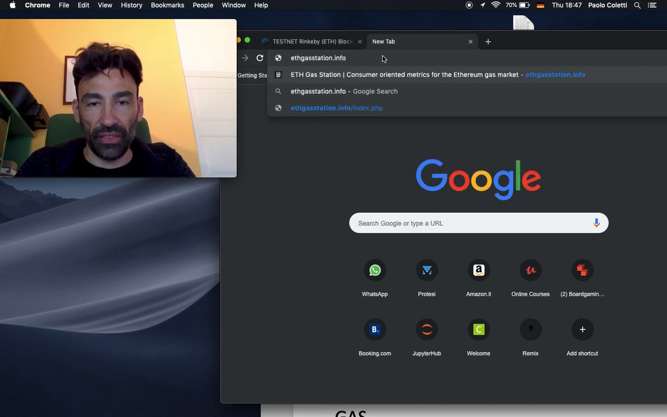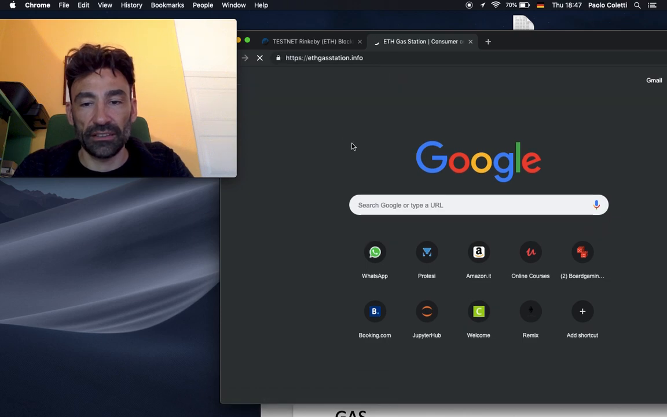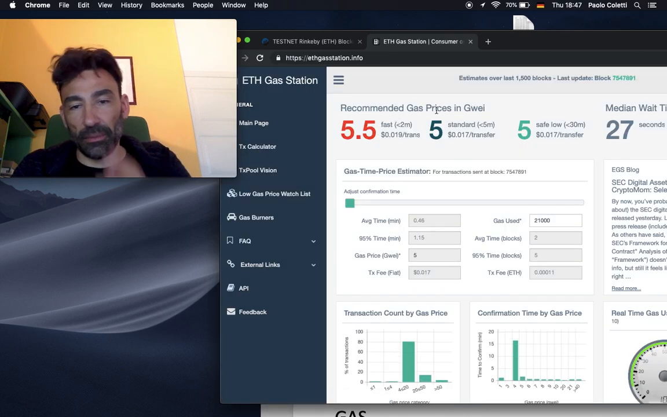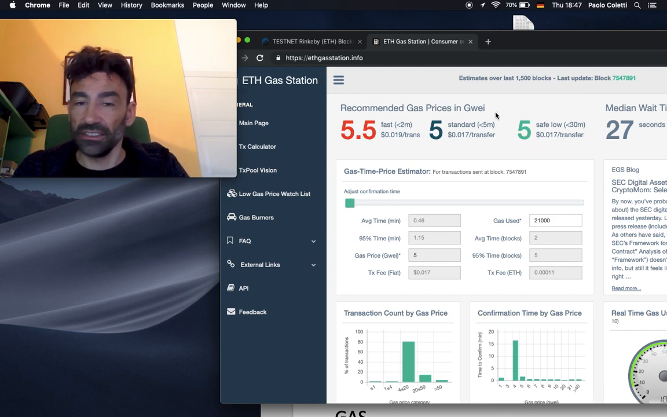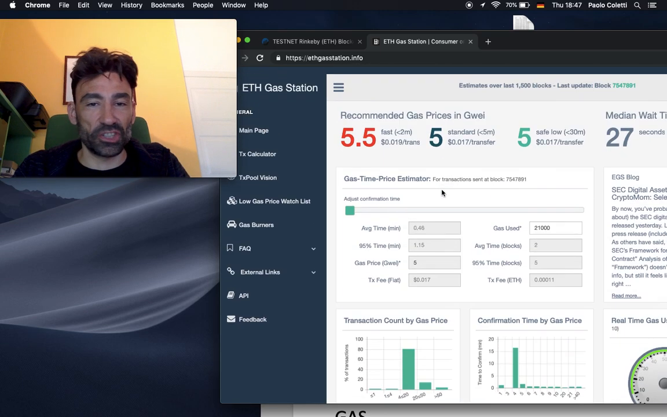Ethgastation.info if you want further information on gas. Okay, recommended gas price. This is the recommended gas price to have the transaction confirmed fast. Okay, etc. Ethgasstation.